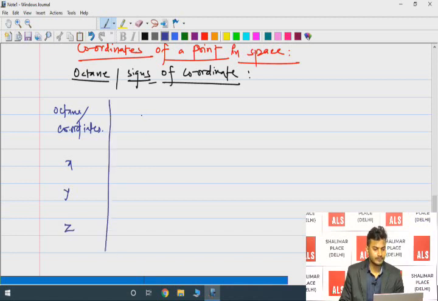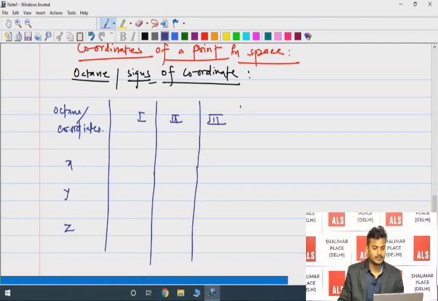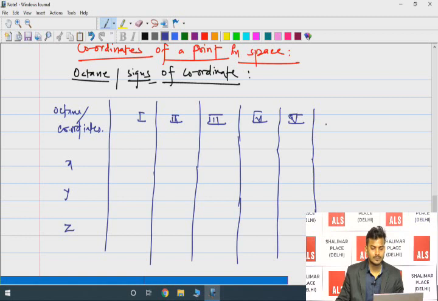and here you have the first octant, the second octant, the third octant, the fourth octant, fifth octant, sixth octant, seventh octant, and here is the last one, eighth octant.